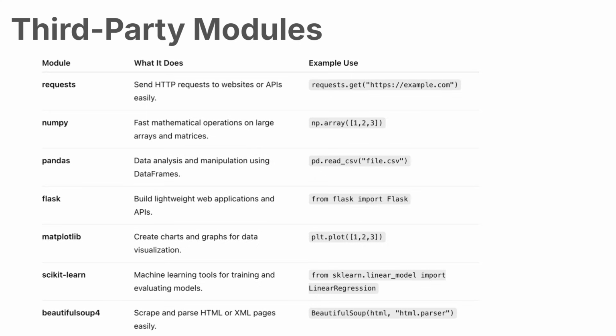For example, Requests makes it super easy to send web or API requests. NumPy handles fast calculations on large arrays, while Pandas helps you analyze and manipulate data with data frames. If you want to build a quick website or API, Flask is a lightweight framework that gets you going fast. Matplotlib lets you create charts and graphs. Interested in machine learning? Scikit-learn gives you ready-to-use algorithms and training tools. And for web scraping, Beautiful Soup 4 lets you easily pull and parse HTML from websites.